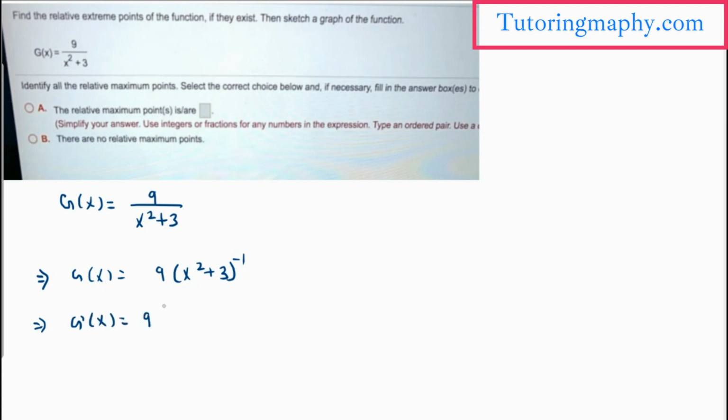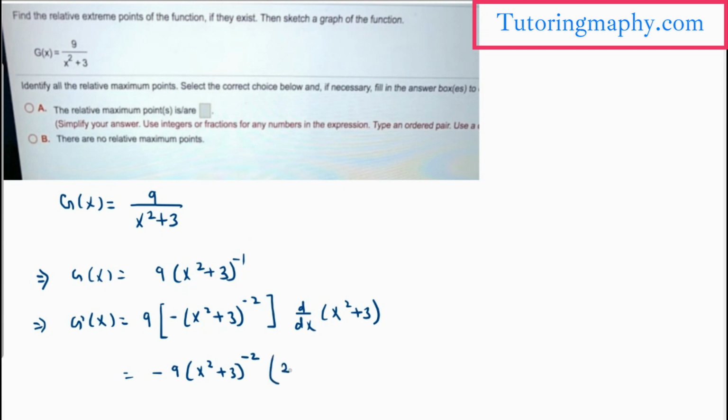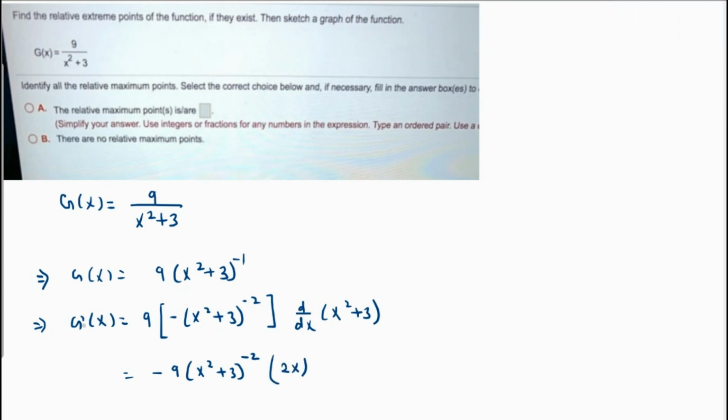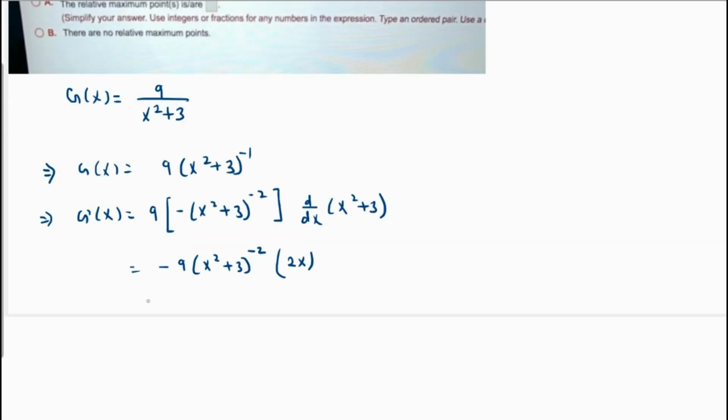Now this can be easily differentiated using the power chain rule. So 9 remains as it is. Minus comes down and the x squared plus 3 becomes to the power of minus 2. And then we go inside and we differentiate x squared plus 3 like this. So this will become minus 9 times (x squared plus 3) raised to minus 2. And the differentiation of x squared plus 3 is just 2x. So we have 2x over here. And finally, this can be written as negative 18x over (x squared plus 3) squared.